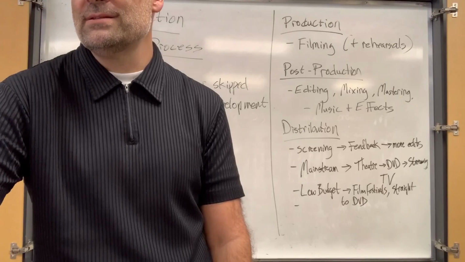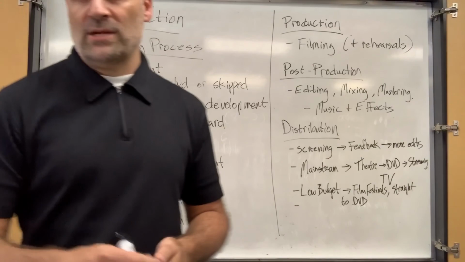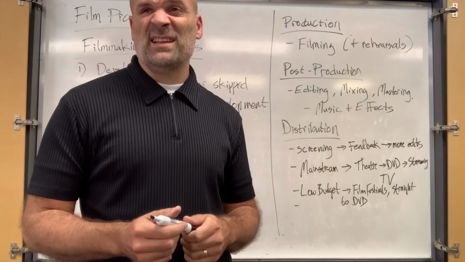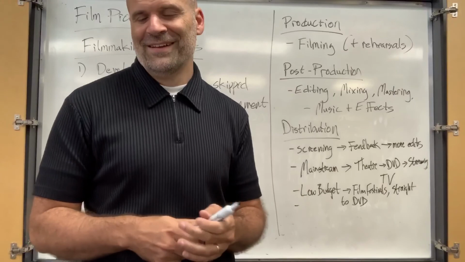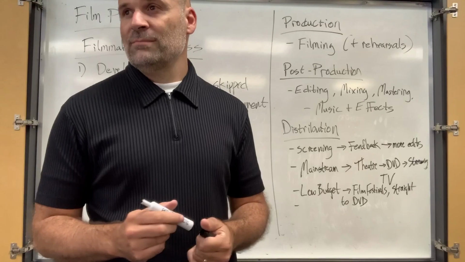So every quarter we get a royalty check, and then Nathan and I split that. Sometimes we get like $1,000, sometimes we get $200. It depends, but it's doing really well. And like I said, we've definitely gotten back what we put into it. So that's the low budget option. You can go straight to DVD.